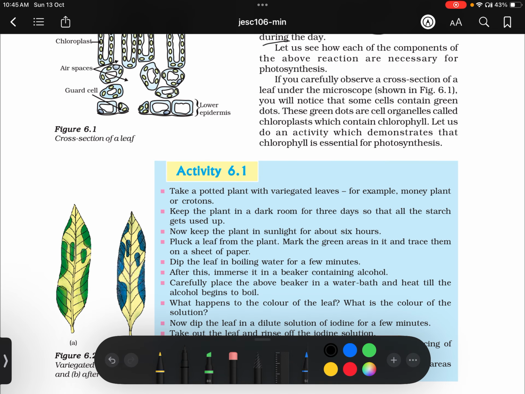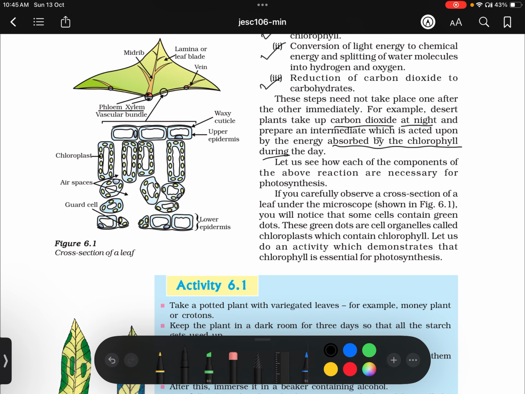If you carefully observe the cross section of a leaf under microscope, that is, they have given here, you'll notice that some cells contain green dots. These are the green dots they are talking about. These green dots are cell organelles called chloroplasts, which contain chlorophyll. Let us do an activity and demonstrate. You will do the activity.